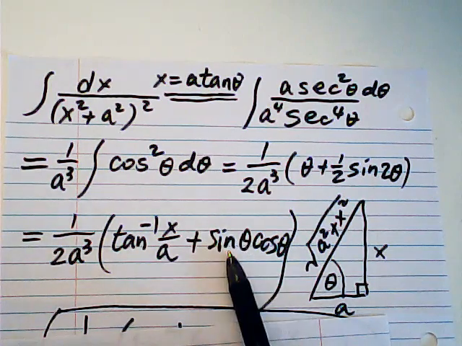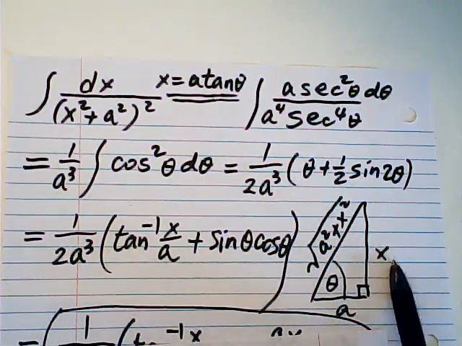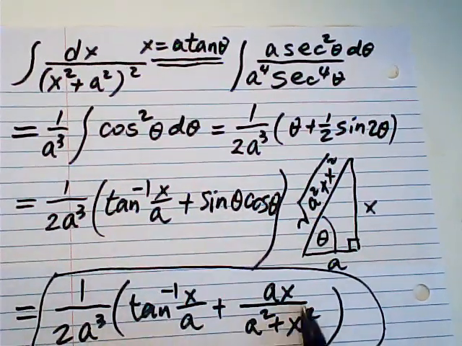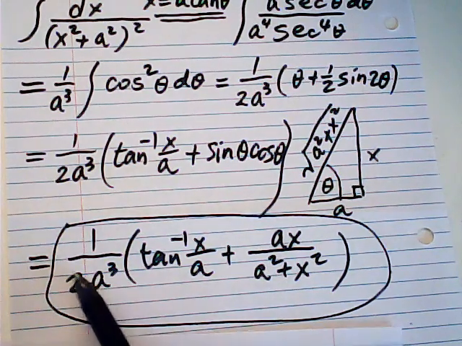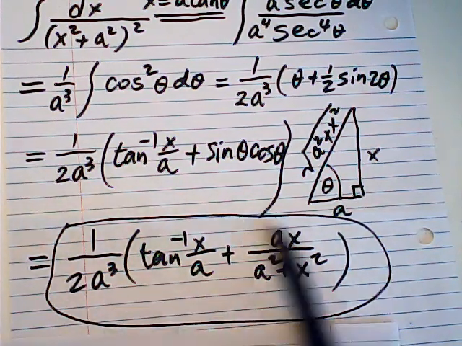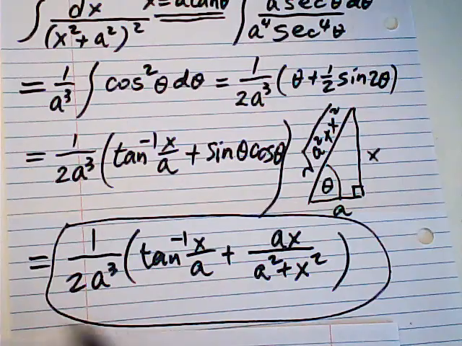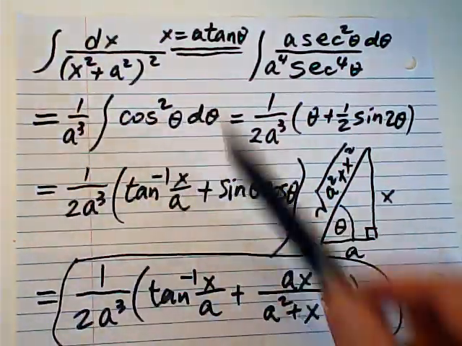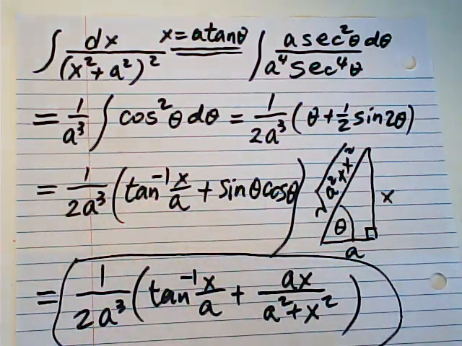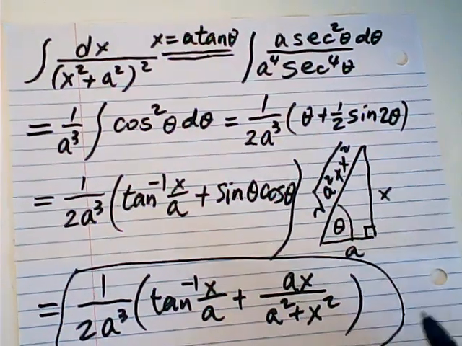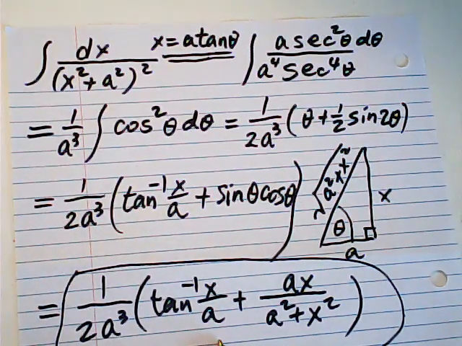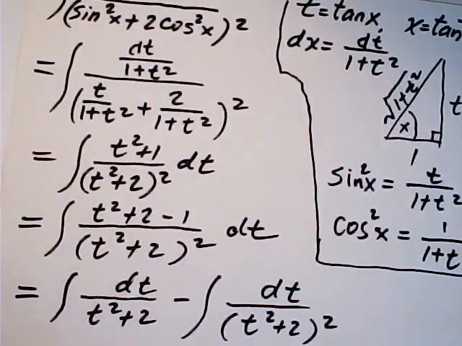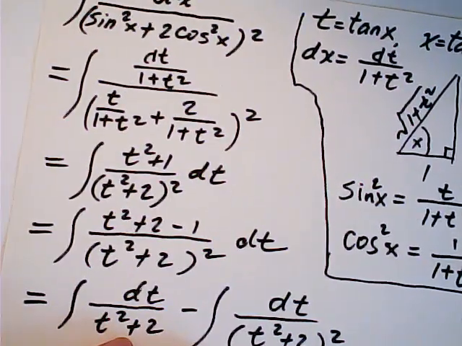Sine theta is this over that. Cosine theta is this over that. Then it becomes this. So finally we get the result of that integral. So we will use it in our solutions today. So this integral is this. Okay, let's start today's integral.